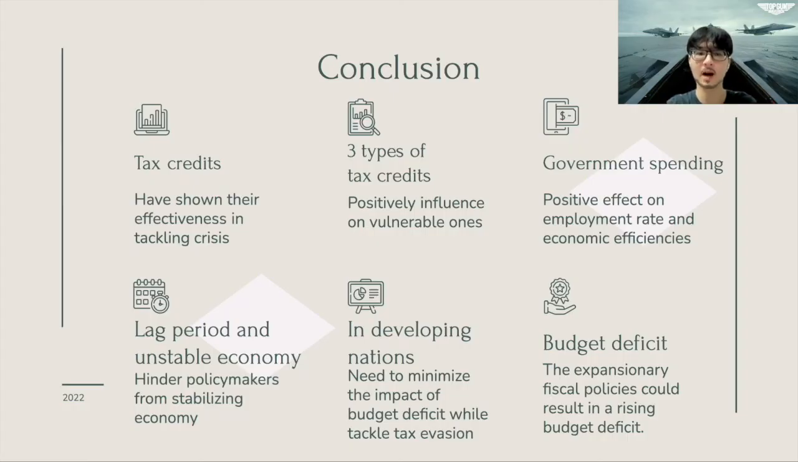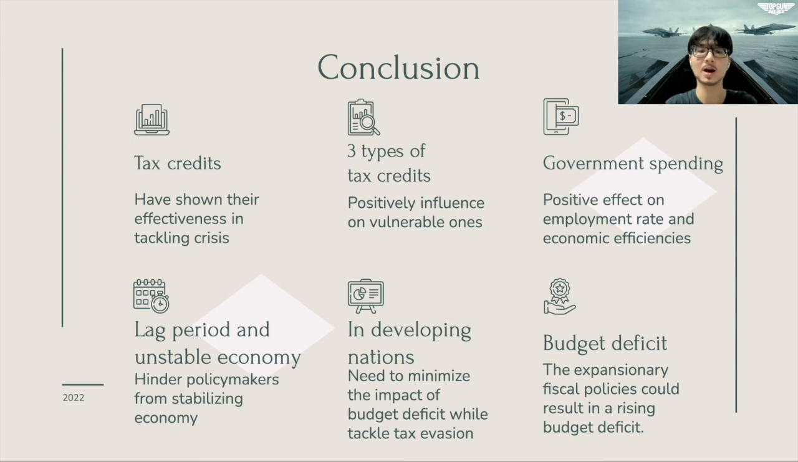To wrap everything up in a theoretical view, the increase in government spending and tax credits can stimulate aggregate demand. Implementing tax credits has shown effectiveness during COVID-19 in tackling crises by reducing operating burdens, increasing investment, and improving production efficiency. Also, all three types of tax credit have shown a positive significant influence in supporting vulnerable individuals and organizations regarding employment, wage, and living standard.